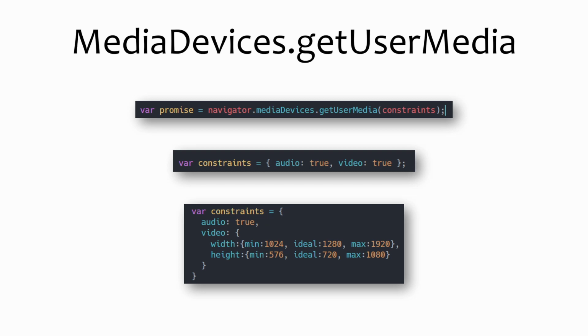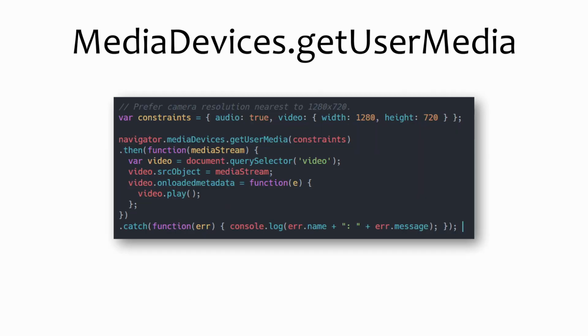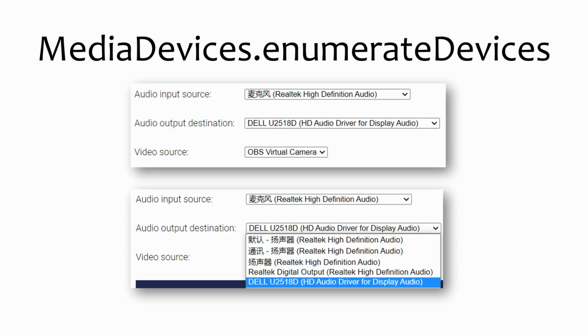By using an ideal value, which has gravity, the browser will try to find the settings, and the camera if you have more than one, with the smallest fitness distance from the ideal value given. Here you can see this example gives a preference for camera resolution and assigns the resulting MediaStream object to the video element.